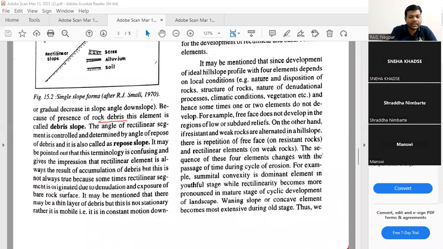Because of the presence of rock debris, this element is also called debris slope. There is a presence of debris. Remember, in the free face there was no debris present. Here, there is the presence of debris.